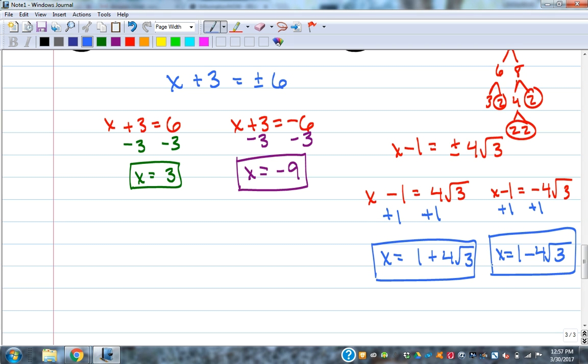Okay. So even though that didn't work out to be a nice number when we took the square root of 48, it still works out to be two different answers. These would be a decimal if we talked about the graph and how that relates to it later on.